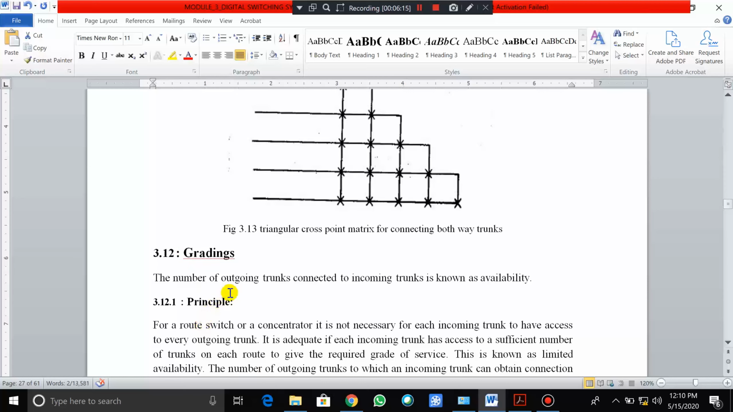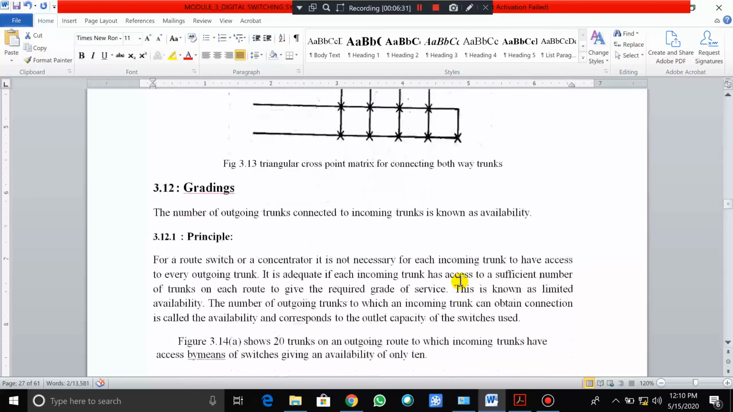The number of outgoing trunks connected to incoming trunks is known as the availability. That means how many trunks are going out and how many trunks are coming in is nothing but the availability.